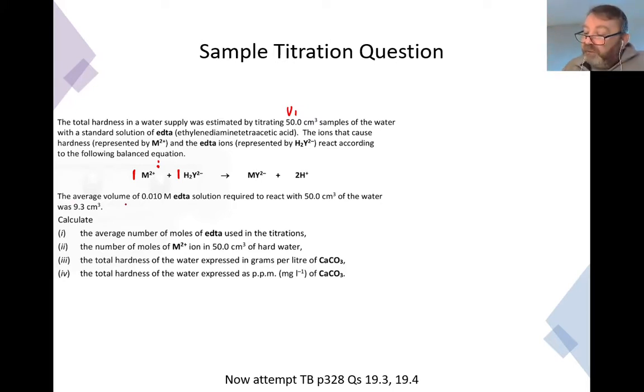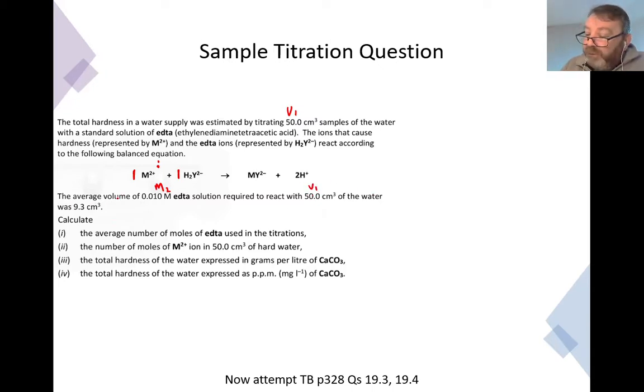The average volume, so that's V2 here. The average volume of a 0.01 molar, so there's your molarity of EDTA, it's M2, required to react with 50 centimetres cubed of the water. We had it already. It's V1.